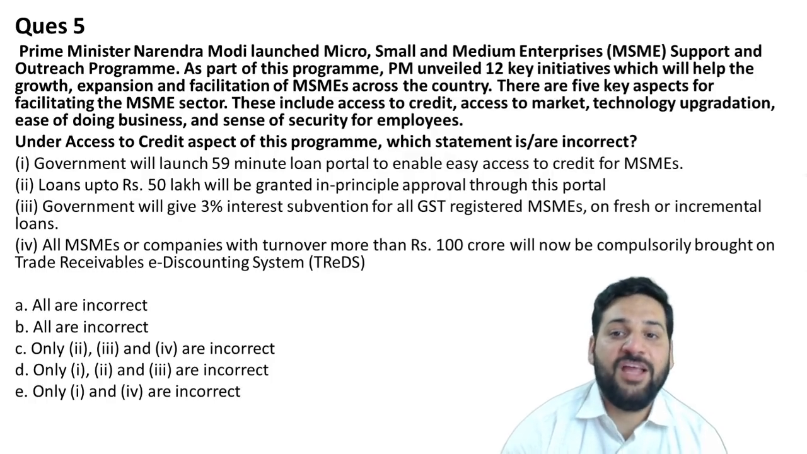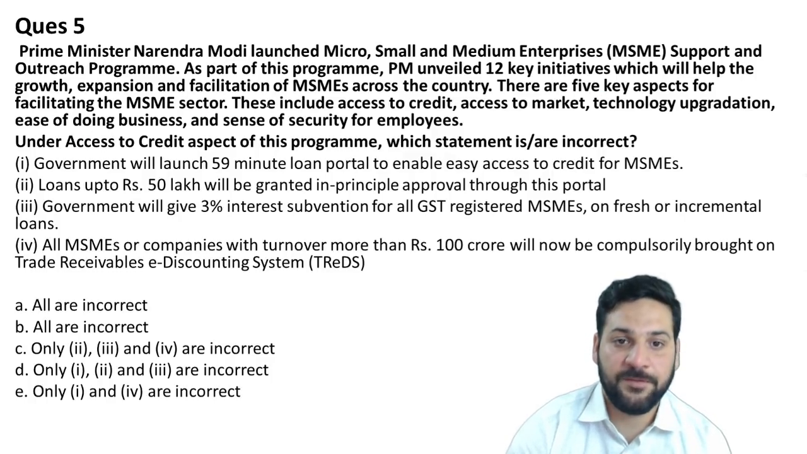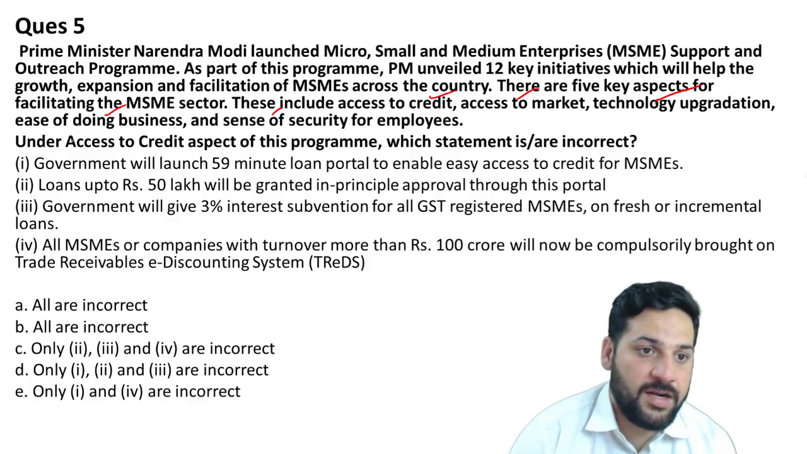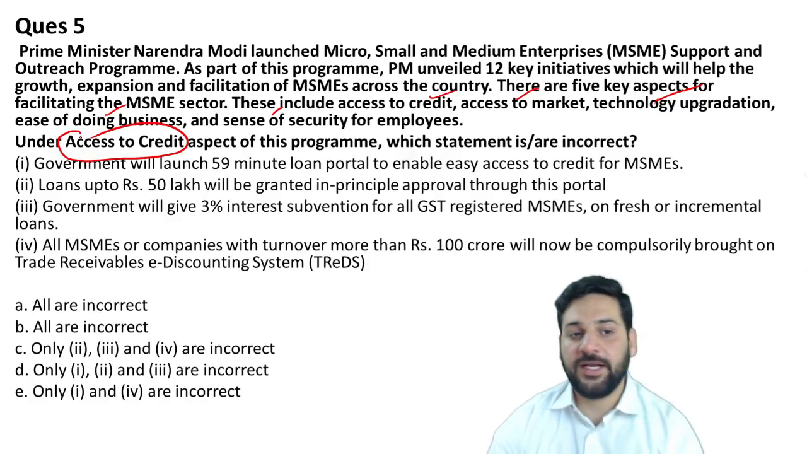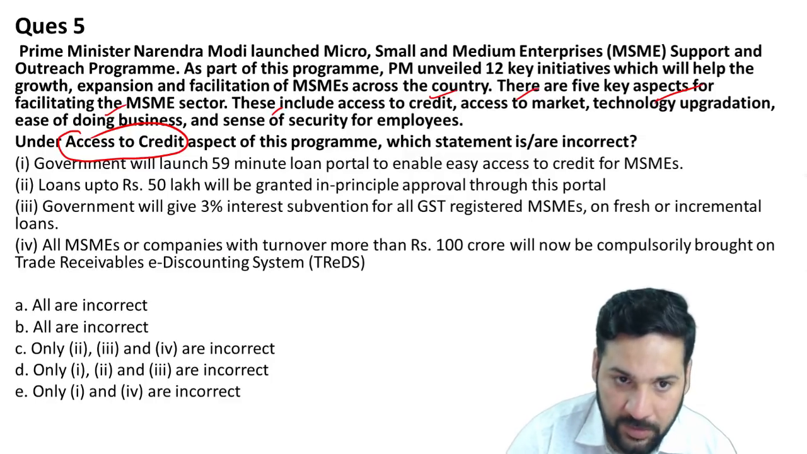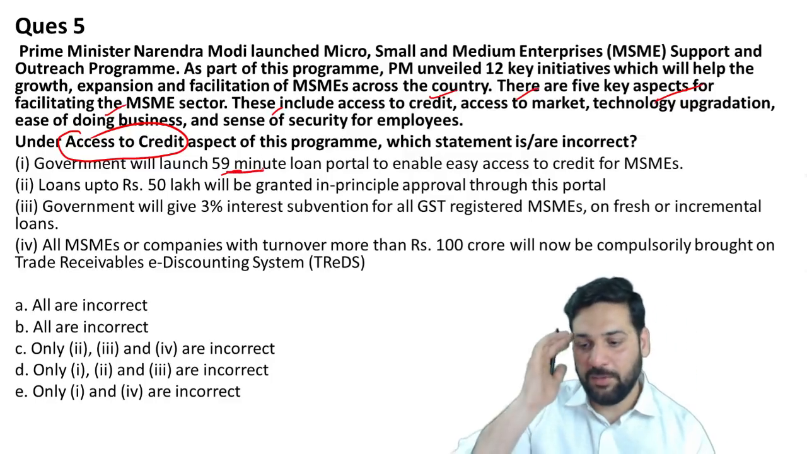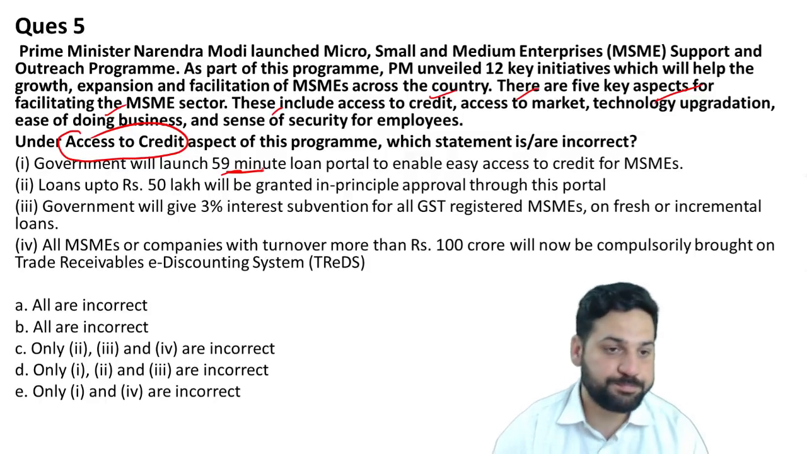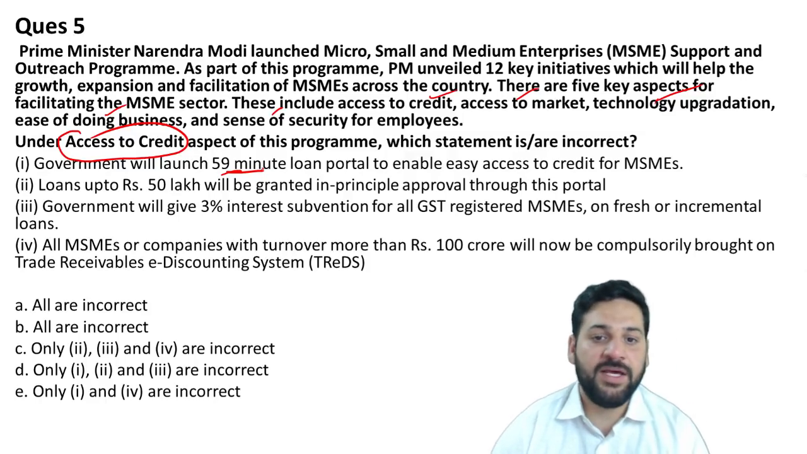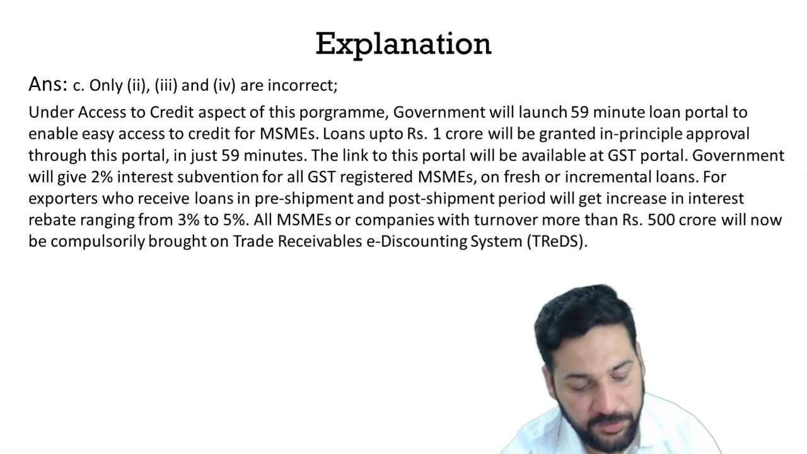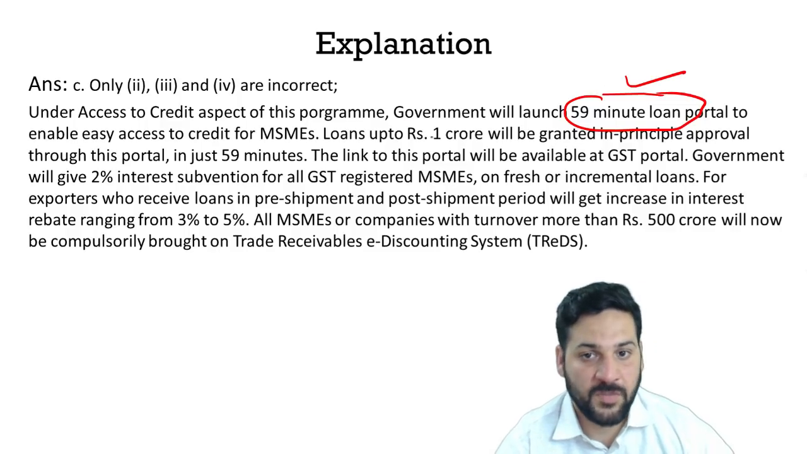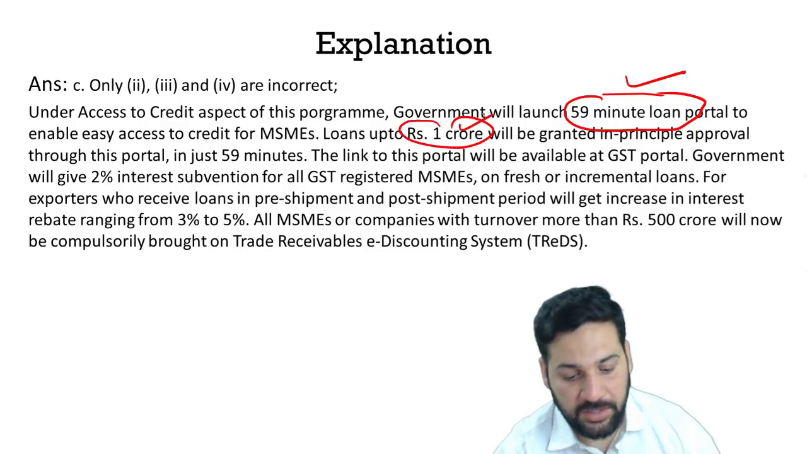There are 5 key aspects for facilitating the MSMEs. These include credit, access to market, technology upgradation, ease of doing business, and sense of security. We are focusing on access to credit, right? 59 minutes loan for MSME. Now you would be able to recall that 59 minutes loan to the MSME. Really simple. Okay. Loan up to 50 lakh will be granted. But let me just move on and tell you, the 59-minute loan portal, that one was correct. Up to 1 crore rupee loan, but it was mentioned 50 lakhs.